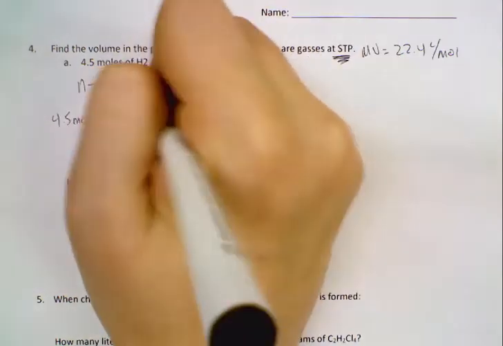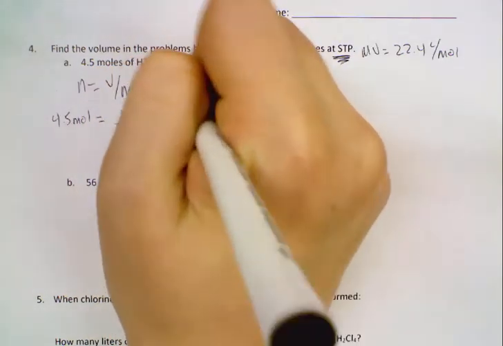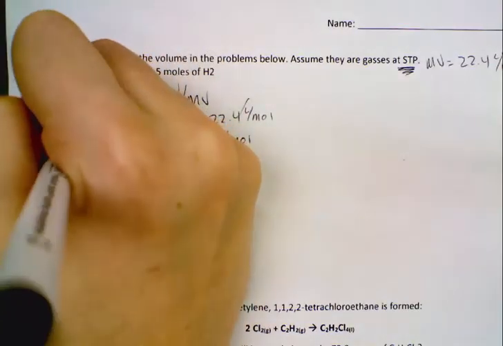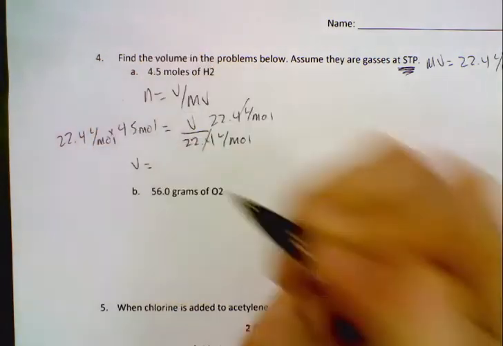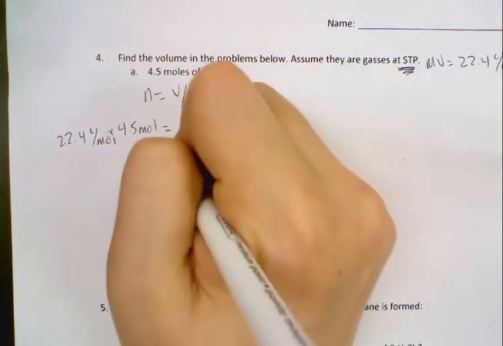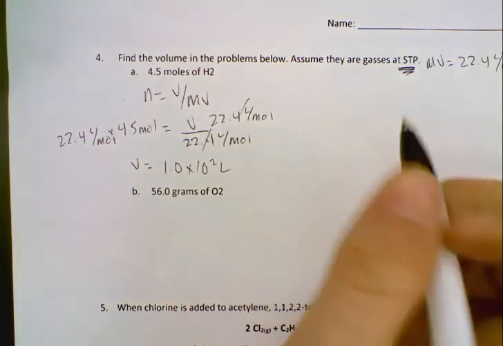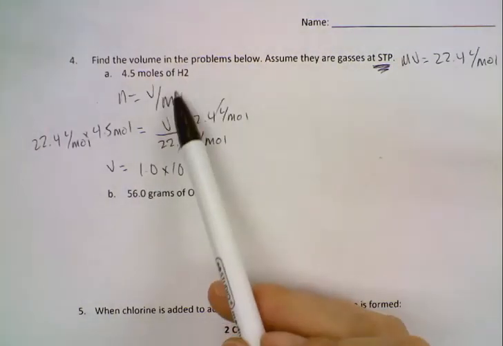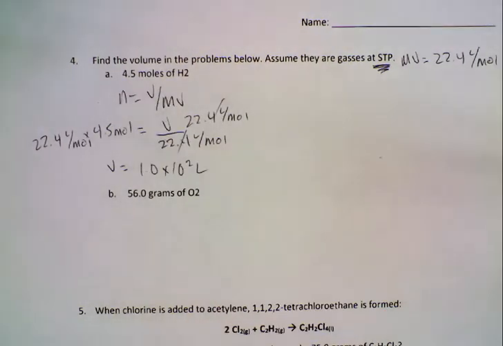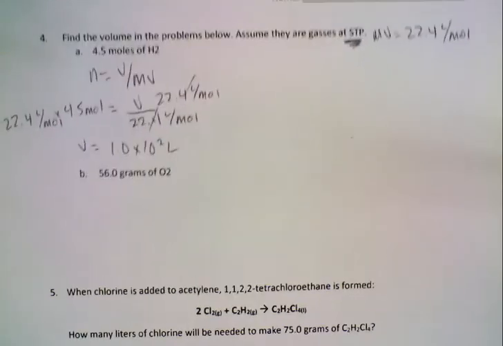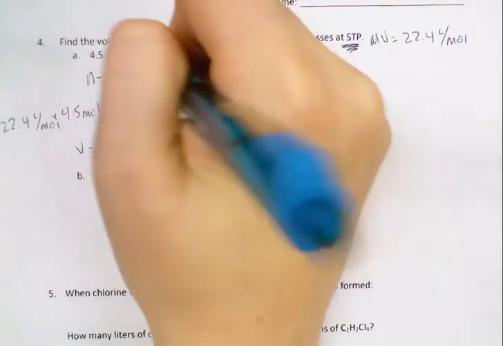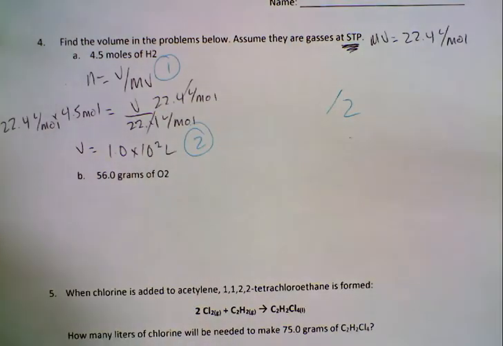Okay, so to get volume by itself, we're just going to multiply both sides by 22.4 liters per mole. So our volume works out to be 1.0 times 10 to the 2 liters. Again, we had to put it into scientific notation because we only have 2 significant figures. This question would be out of 2. You would get a mark for your formula, a mark for your final answer.